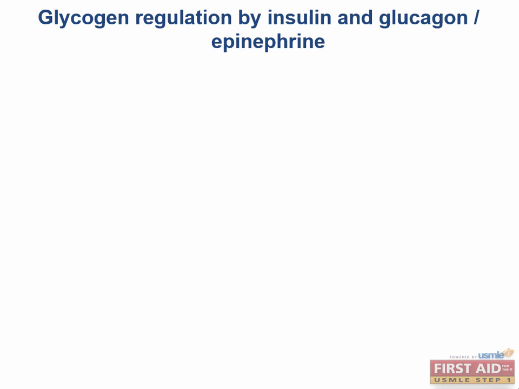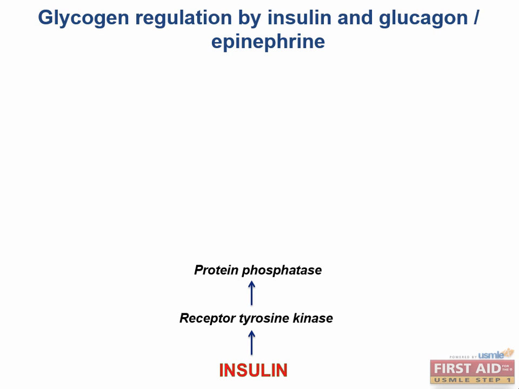Now on the other hand, what happens in the fed or the hyperglycemic state when blood sugar levels are high? We're going to have insulin secreted from pancreatic beta cells. This insulin is going to activate a receptor tyrosine kinase, which causes it to dimerize, which sets off an intracellular signaling cascade that results in the activation of two protein phosphatases. So we're going to activate our protein phosphatases.